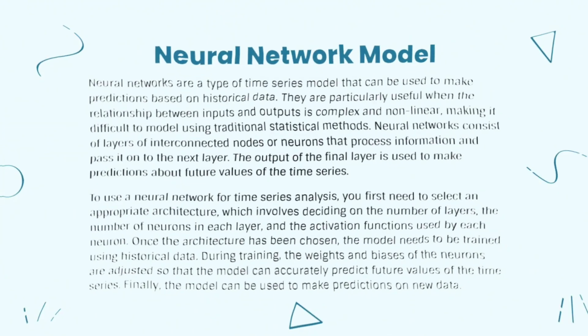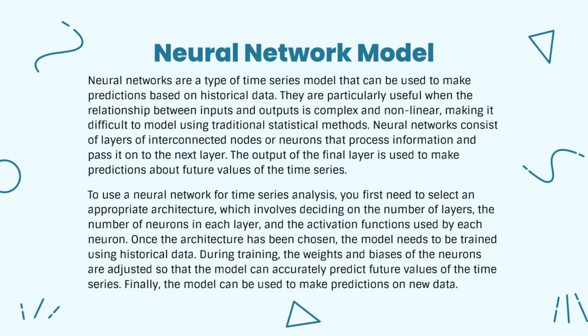observations. Neural network model. Neural networks are a type of time series model that can be used to make predictions based on historical data. They are particularly useful when the relationship between inputs and outputs is complex and nonlinear, making it difficult to model using traditional statistical methods. Neural networks consist of layers of interconnected nodes or neurons that process information and pass it on to the next layer. The output of the final layer is used to make predictions about future values of the time series.